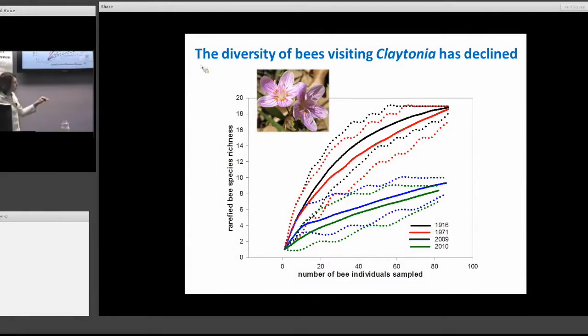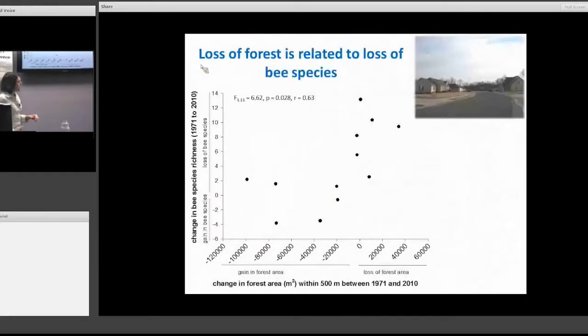And we were able to link this decline with changes in land use. So again, maybe not super surprising to you, but the loss of forested habitat, and in our case, at the same time, increases in development, primarily residences. Sites that lost a lot of forested area also lost a lot of bee species. So although it's intuitive, rarely do we actually get to document a lot of these patterns over time.